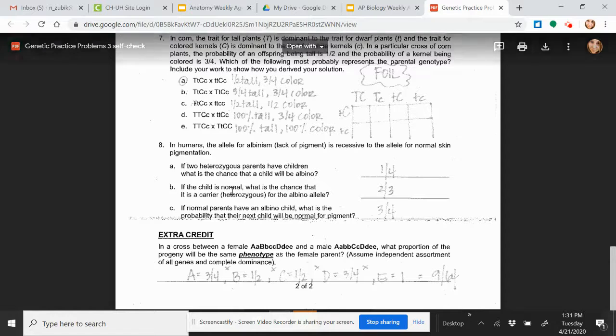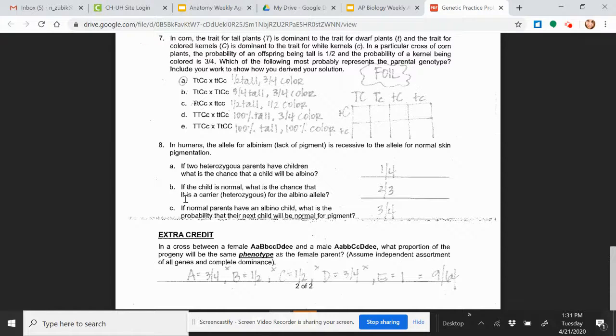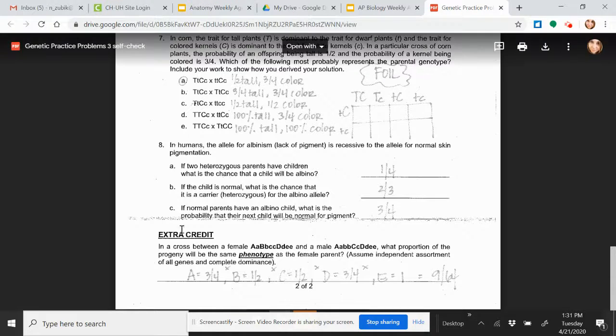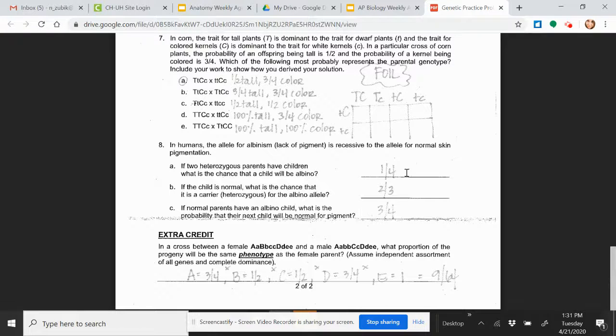If the child is normal, what is the chance that it is a carrier for that albino allele? Remember, carrier means heterozygous. If normal parents have an albino child, what is the probability their next child will be normal for pigment? And that would be 3 out of 4. So remember, that's a 1:2:1 ratio.